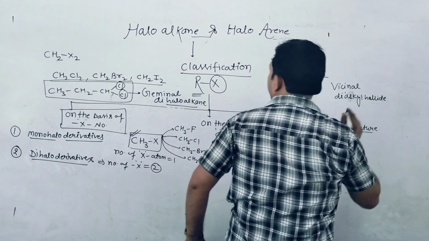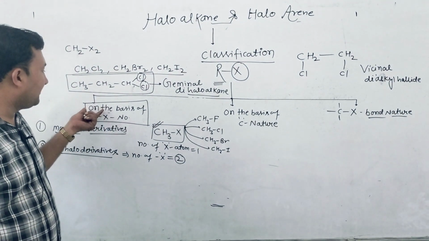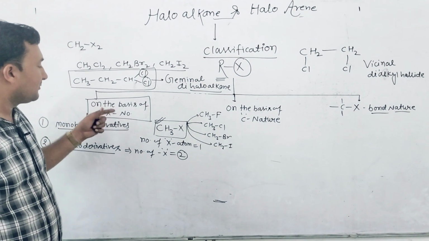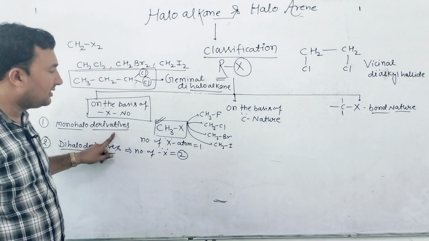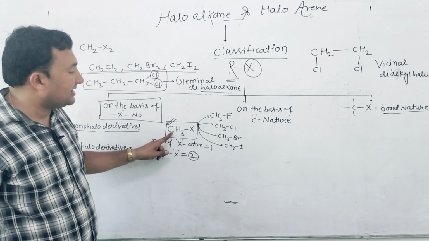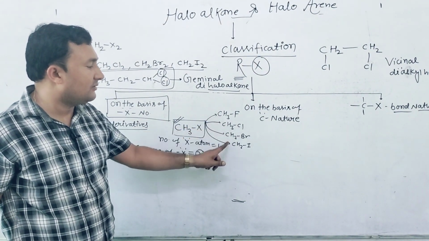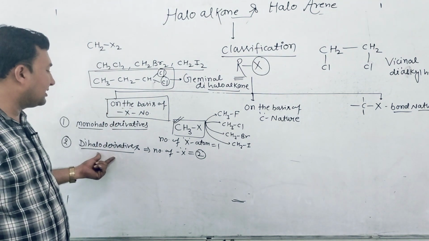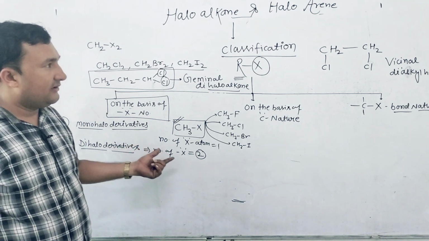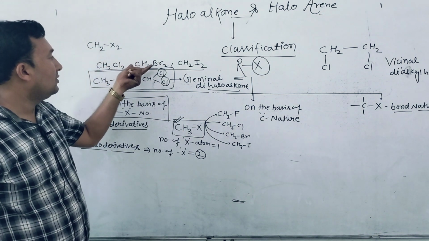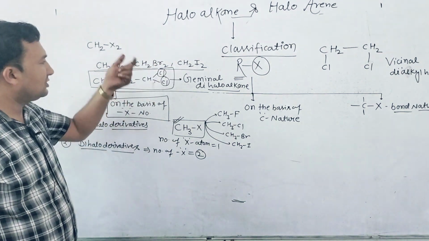What we are discussing right now is the classification of alkyl halides, and the first category was on the basis of halogen atoms. If the halogen is only one, then we call it a monoalkyl halide or monohalo derivative. An example can be represented by CH3X. Here we can have CH3F, CH3Cl, CH3Br, or CH3I. If we have two halogen atoms, we call that dihalo derivatives or dialkyl halides. We can have an example like CH2Cl2. This is called methylene chloride, methylene bromide, methylene iodide, and so on.